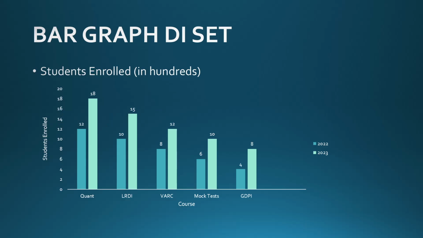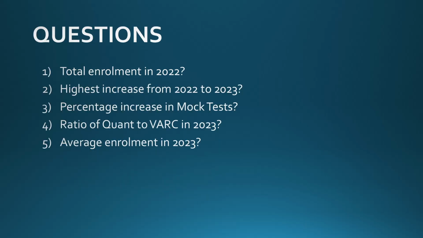It's a bar graph. The data shows students enrolled in hundreds. On the x-axis, we have the course. On the y-axis, we have the students enrolled. Bar graph DI usually becomes easy if you compare visually first. So let's look at the questions.